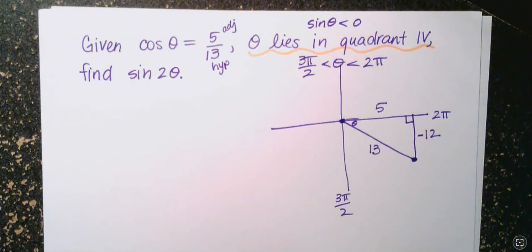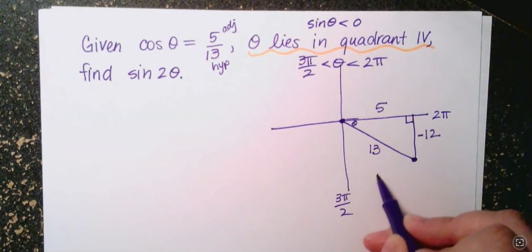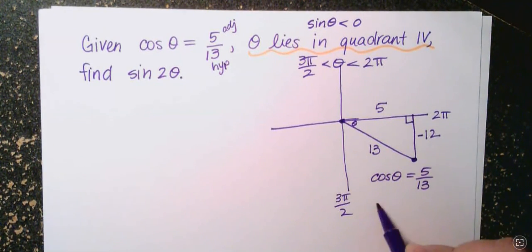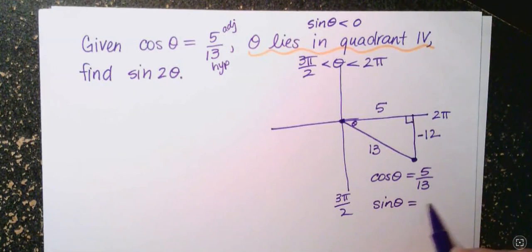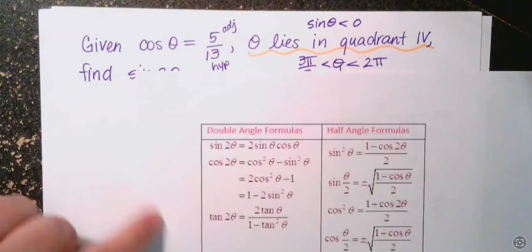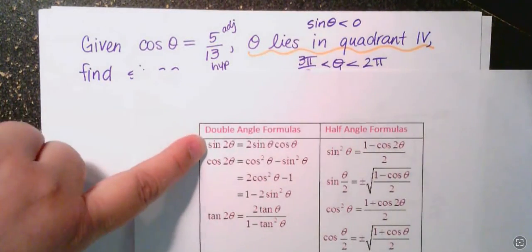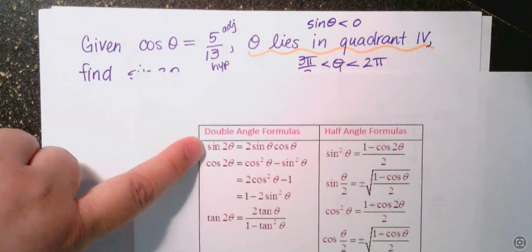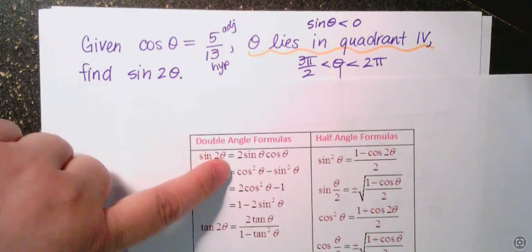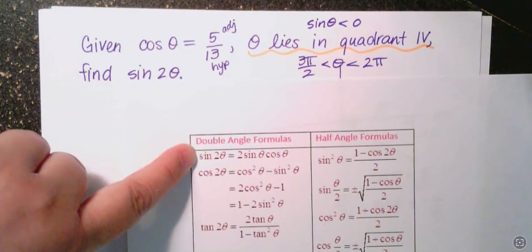So that means for my theta, the cosine of theta, we already knew was 5/13. The sine of theta is going to be negative 12/13. And we can use either or both of those. No, I'm sorry, I was thinking of cosine of 2 theta. We're actually looking for sine of 2 theta, so we do need both of those. If it was cosine of 2 theta, we could use either one or both of them. But sine of 2 theta requires both.